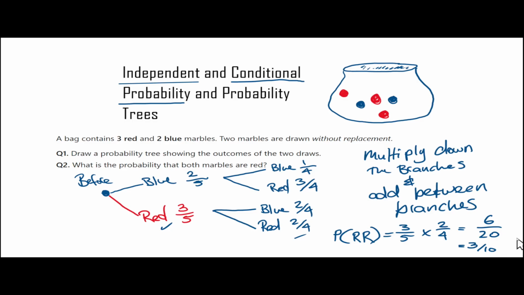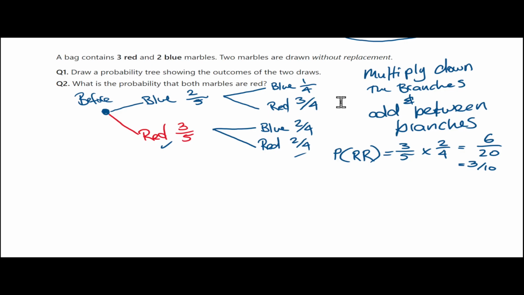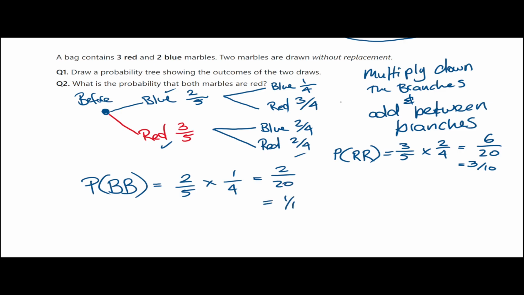Just as a side note, what would be the probability of getting 2 blue marbles? Okay. Probability of blue, then blue, is going to be the probability that the first one was blue, which was 2/5, times the probability that once the first one was blue, the second one was blue again, that's going to be 1/4. And when we multiply those together, we get 2/20, which is 1/10.